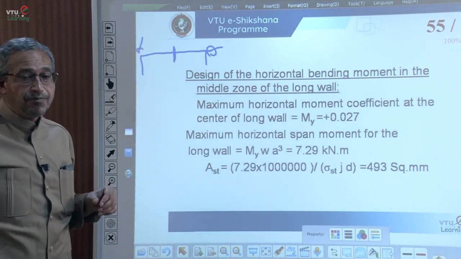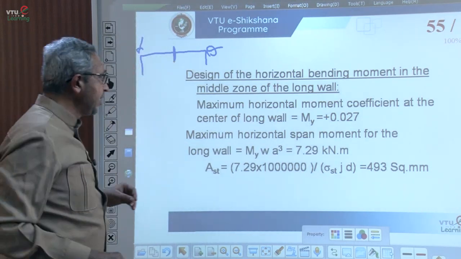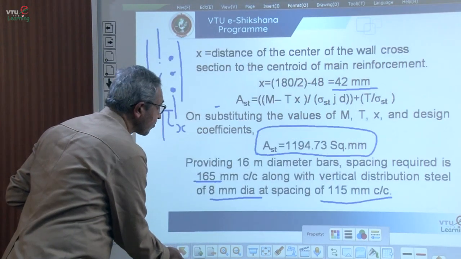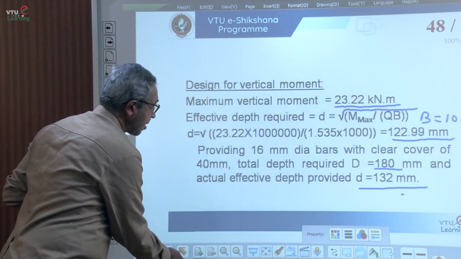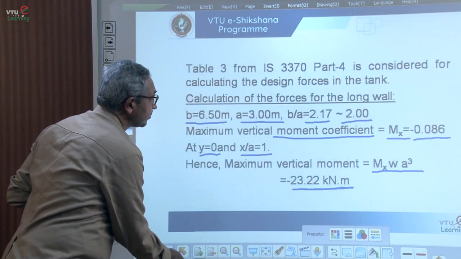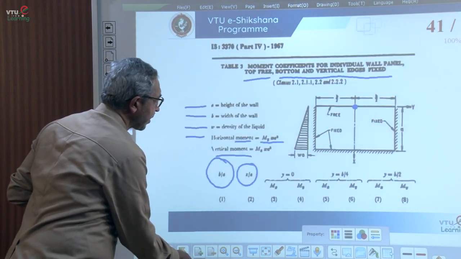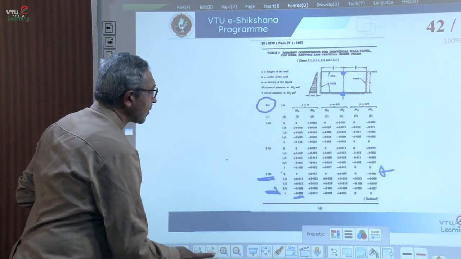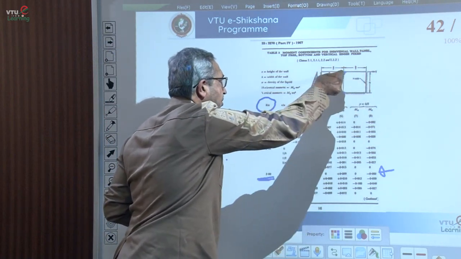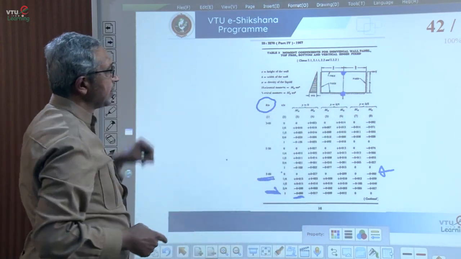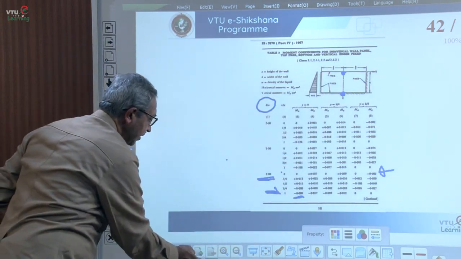For that moment, we have to refer to the coefficient along the direction where y is 0. So for that, we need to refer to the table once again. So we need to calculate the axis where y is 0. When y is 0, it is this location which gives me the maximum positive bending moment in the wall. So searching along where y is equal to 0, I am getting the coefficients.